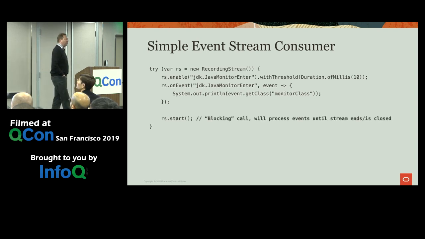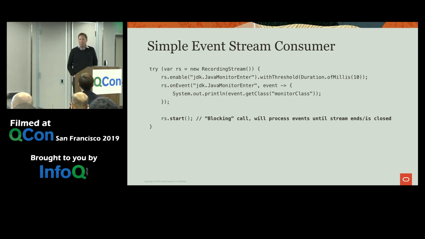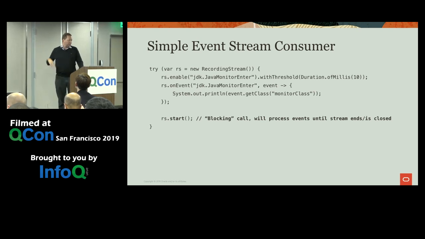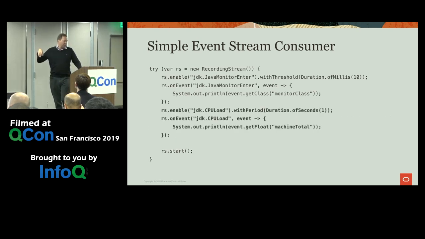Start here is a synchronous call. It's going to block until the event stream is closed on the other end. There are asynchronous calls as well, methods for processing this in a separate thread. But it's going to do all of this and print it out. If you want to add another event, it's very similar. In this case, we're saying CPU load, enable that, with a period of 1 second, and print it out when you get it.